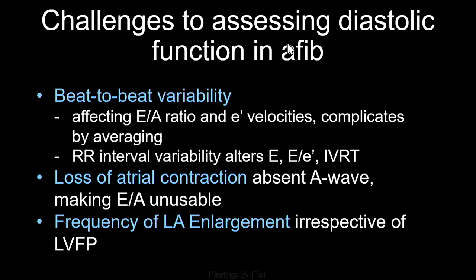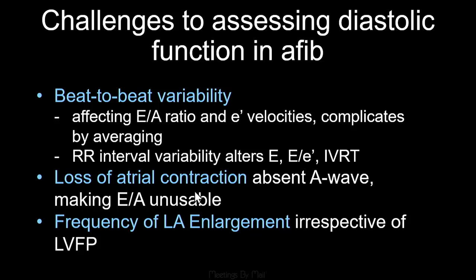Each one of our special populations is going to have specific challenges when we're assessing diastolic function. Specifically for AFib, we have that beat-to-beat variability, which does affect our E to A ratio. It will affect our E prime velocities. It will affect our E to E prime velocities. It will affect our IVRT. And so we need to make sure, as sonographers, we're getting long sweep speeds, typically averaging 5 to 10 beats, because we will need to be able to average those velocities.